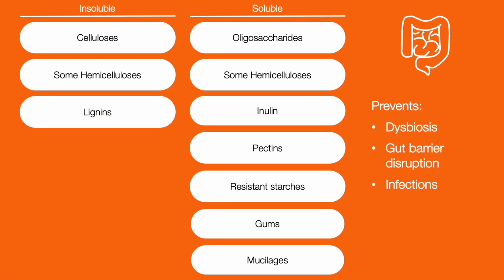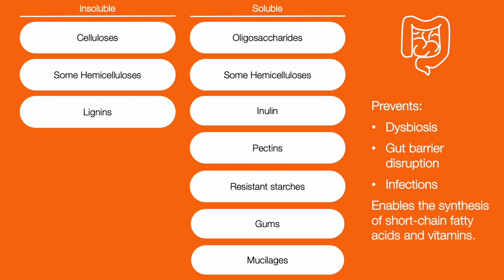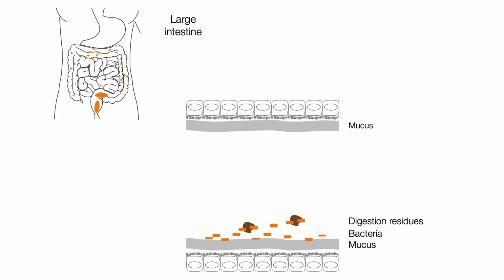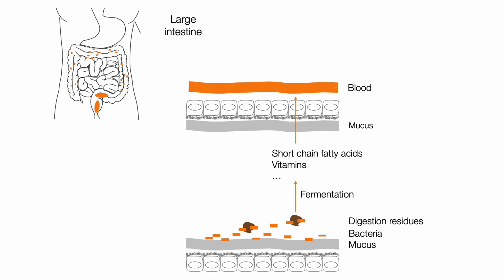Dietary fiber also helps the intestinal microbiota to synthesize short-chain fatty acids and vitamins that are very beneficial to the body. The intestinal microbiota digests the remains of food that reach the large intestine, that is dietary fiber, through a process called fermentation, during which short-chain fatty acids and vitamins are produced, which are absorbed and pass into the blood.